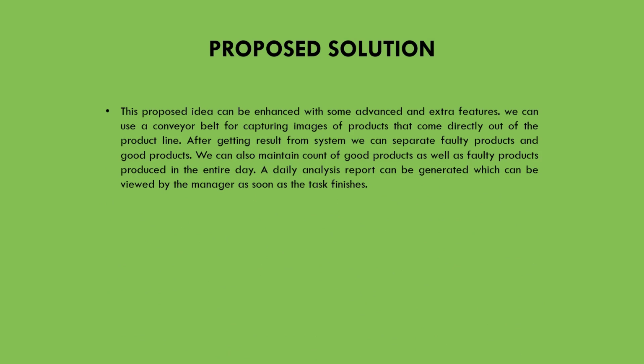We can use a conveyor belt for capturing images of products that come directly out of the product line. After getting result from system, we can separate faulty products and good products. We can also maintain count of good products as well as faulty products produced in the entire day. A daily analysis report can be generated which can be viewed by the manager as soon as the task finishes.